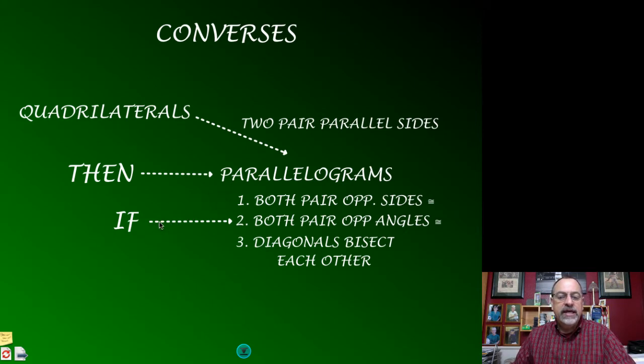So as we're looking at a diagram, if we can show that both diagonals bisect each other, then we know we have a parallelogram. Or if we can show that both pairs of opposite angles are congruent, then we have a parallelogram. Or if we can show that both pairs of opposite sides are congruent, then we know we have a parallelogram. So using the converse of these, we can determine whether a four-sided figure is a parallelogram. We're simply doing the converse of what we learned in Lesson 6.2.